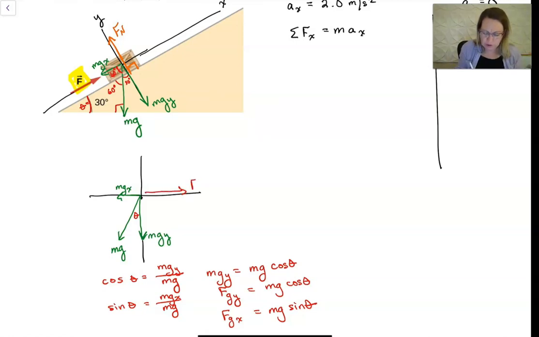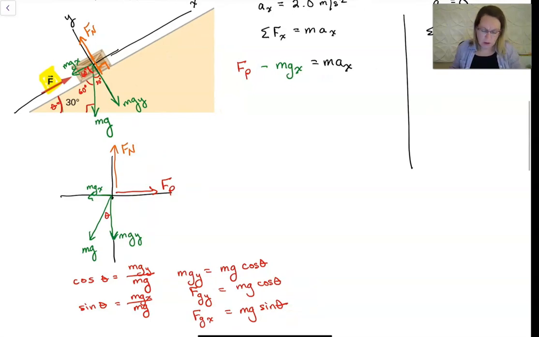So this force of push. And then we also have the normal force, but notice the normal force just goes up. So in the x direction, it looks like we have force of push going to the right, and then minus mg, the x component, must be equal to max. And in the y direction, we just have force normal is up minus mg in the y direction is equal to 0.